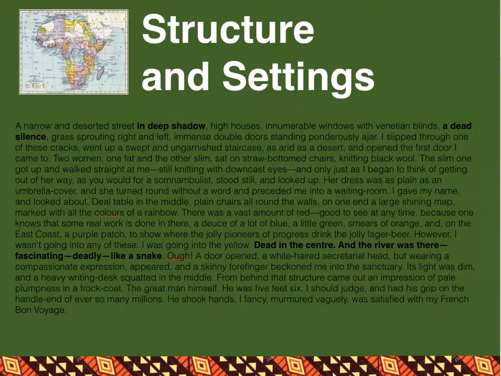This is another one you may want to pause first. Here we're talking about when Marlowe goes to Belgium to apply for this position as captain. And we have narrow, deserted streets in deep shadow. We have the windows like eyes, blind eyes with Venetian blinds. So blind eyes would suggest to me dead people, but we have it as a dead silence.